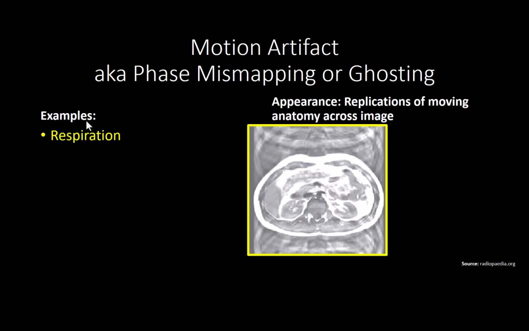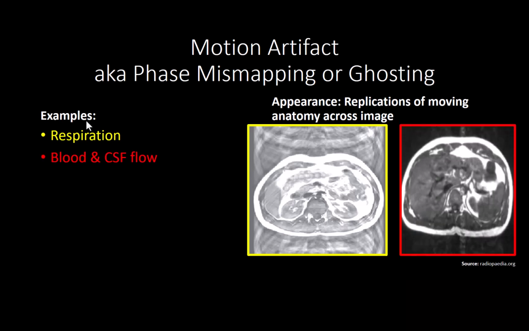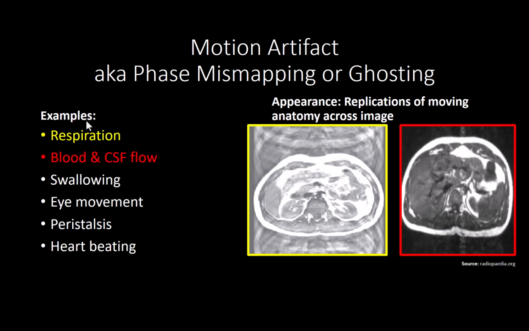Some examples are respiration, as you can see the chest wall streaking across the image in the phase encoding direction. You could have blood or CSF flow through the slice, as you can see on the image to the right. You have the abdominal aorta streaking across the image in the phase direction. You might have swallowing artifact that is prevalent on sagittal C-spine images, eye movement that is prevalent on an axial brain, peristalsis that you might see in abdominal imaging, and heart beating for any cardiac or thoracic imaging. And then the patient might be moving voluntarily because they are in pain, or they might not be able to hold still for the entirety of the exam.